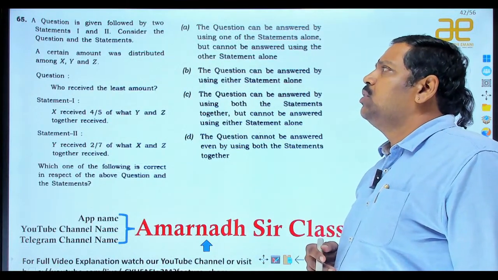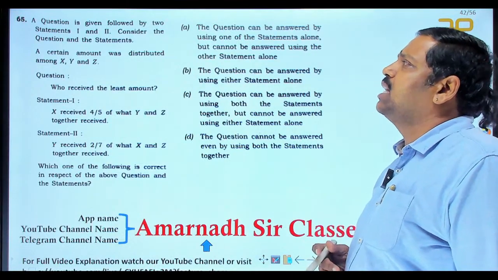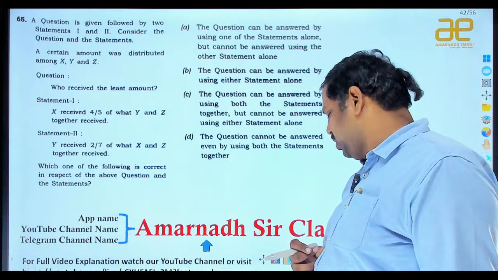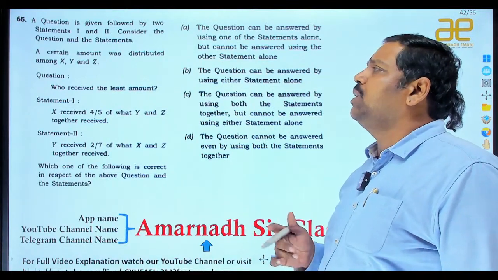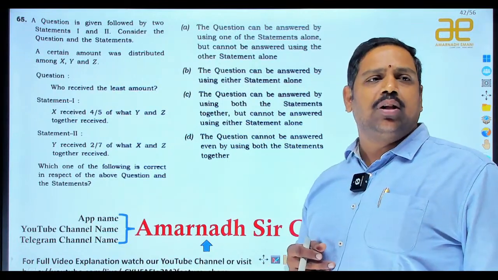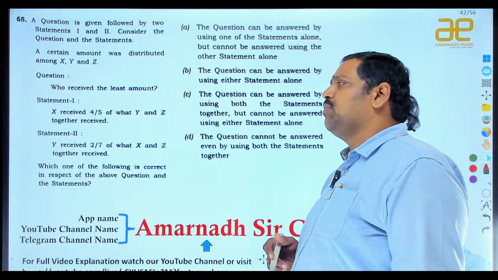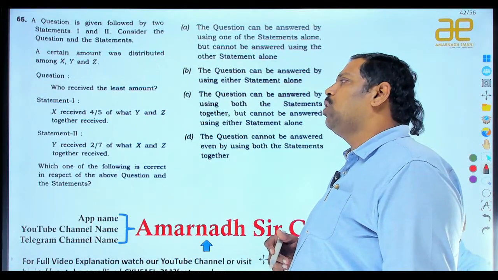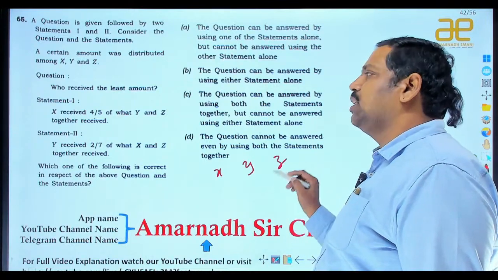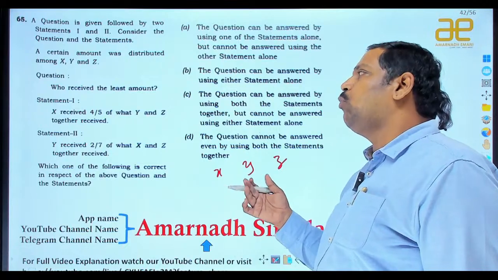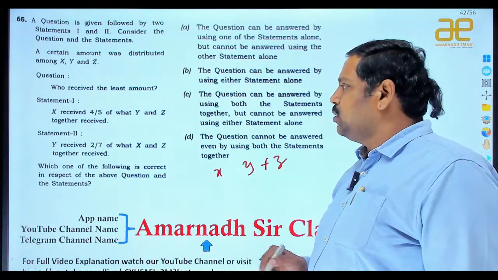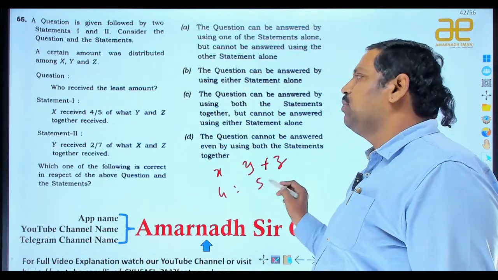Okay. A question is given followed by two statements 1 and 2. Consider the question and the statements. A certain amount was distributed among x, y and z. Question: who received the least amount? Statement 1: X received 4 by 5th of what y and z together received. So x received 4, and y and z received 5. Right or wrong? That is the meaning.